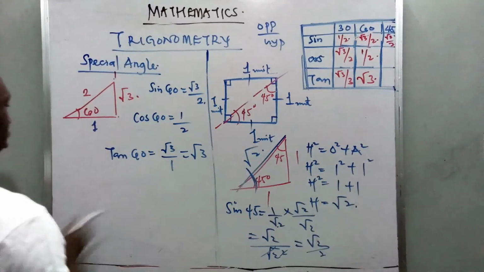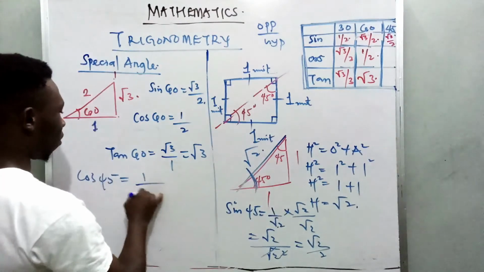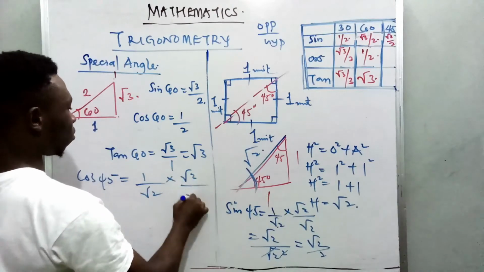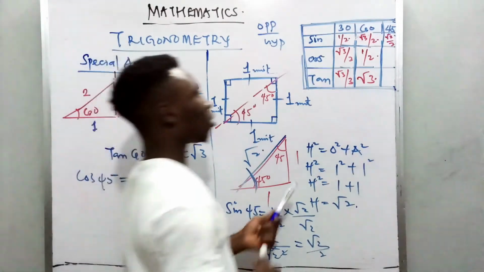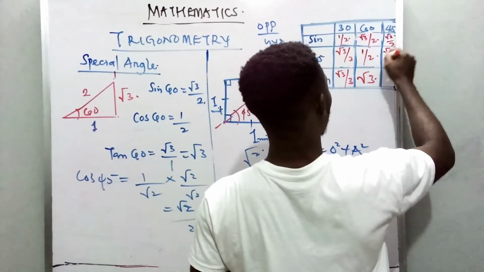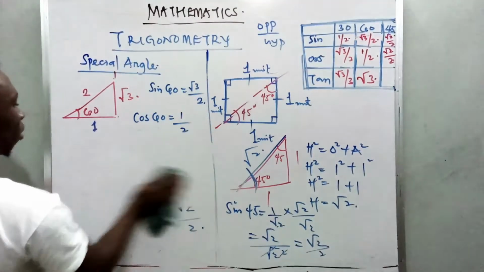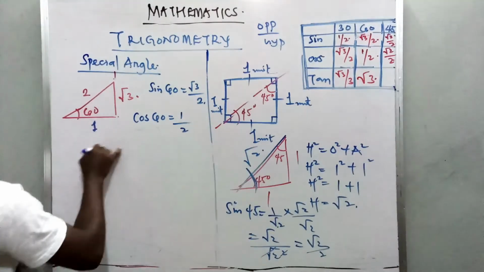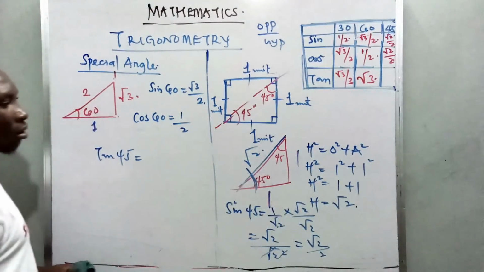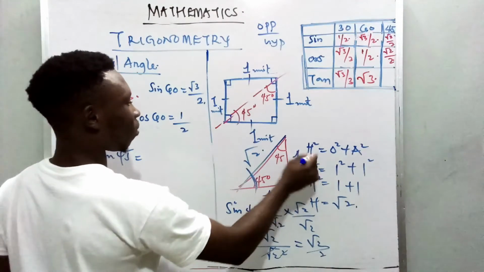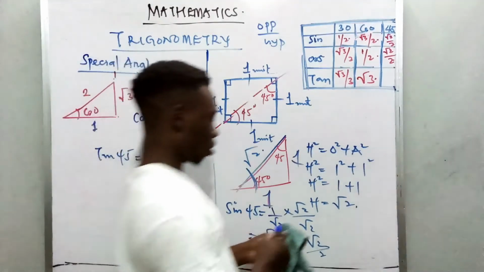We proceed. Cos 45 is equal to what? 1 over what? Root 2. Rationalize again. That's root 2 over root 2. That is equal to what? Root 2 over 2. So we got root 2 over 2. Then lastly, go to what? Tan 45. Tan 45 says that 1, 1. That is what? Opposite over adjacent, which gives 1 divided by 1, which is equal to 1.